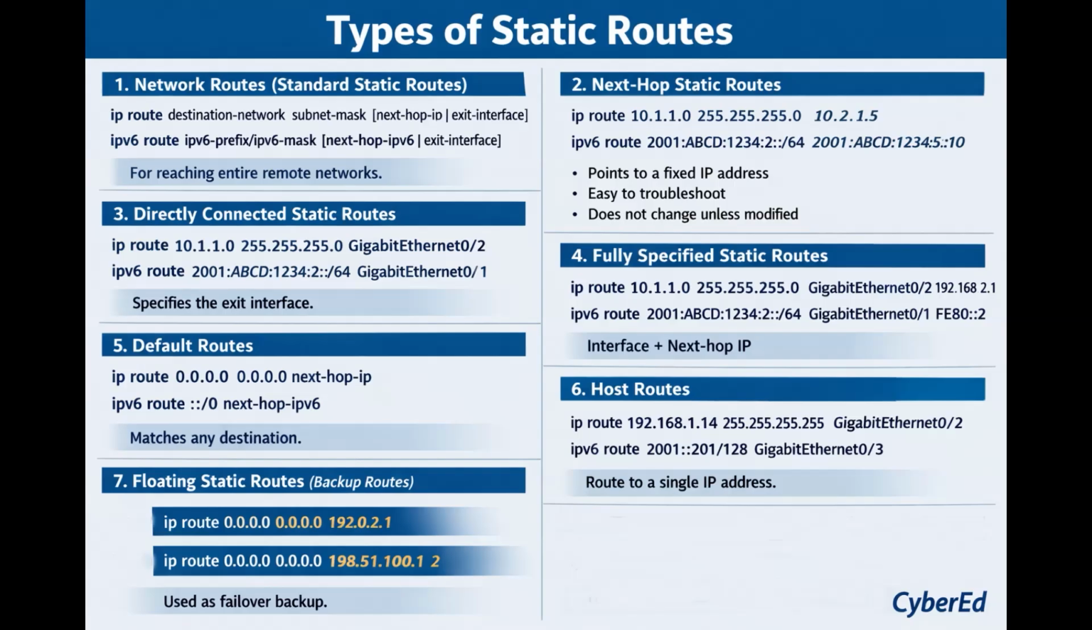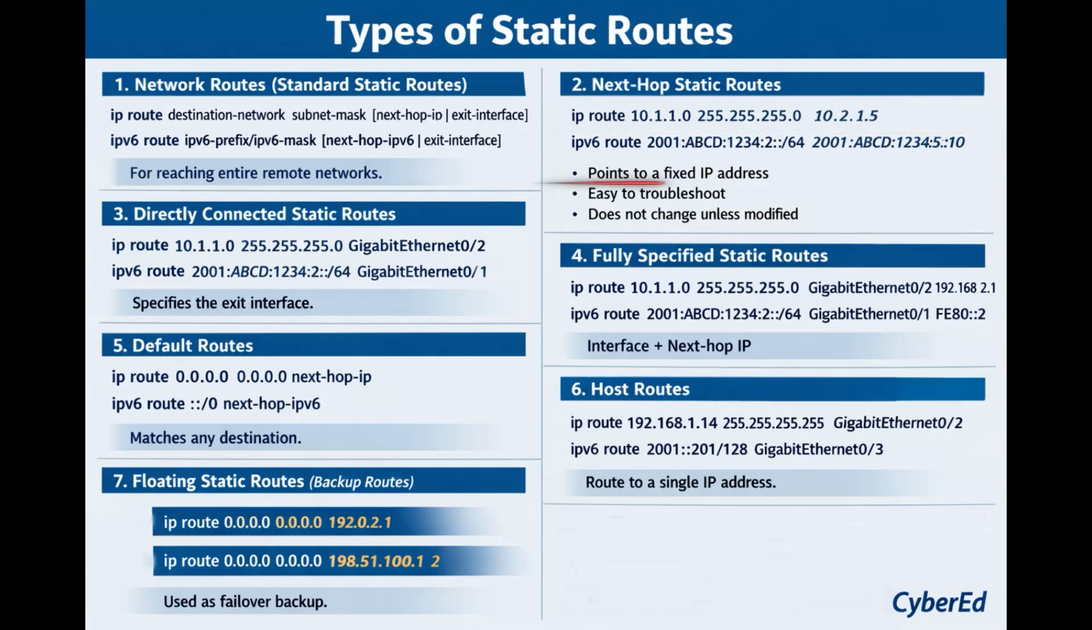Network routes are the most common type of static route. They tell a router how to reach an entire remote network. Here's an IPv4 syntax. Here's an IPv6 syntax. These routes are typically used to reach networks that are not directly connected. Next hop static routes specify the IP address of the next router that should receive the packet. Here's an IPv4 example and an IPv6 example. Why use them?